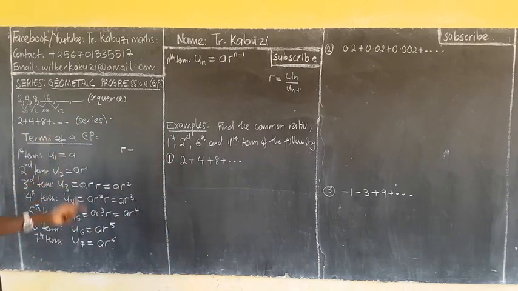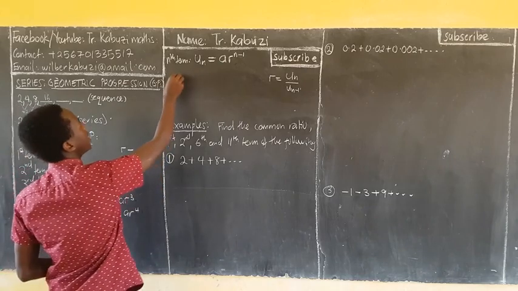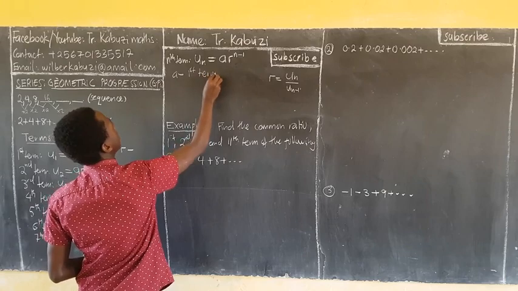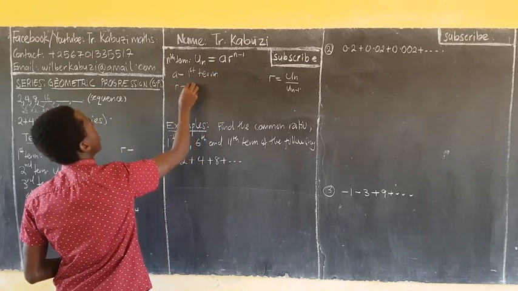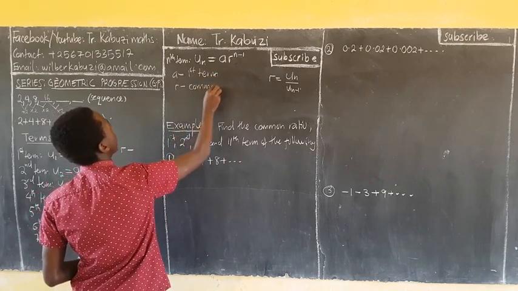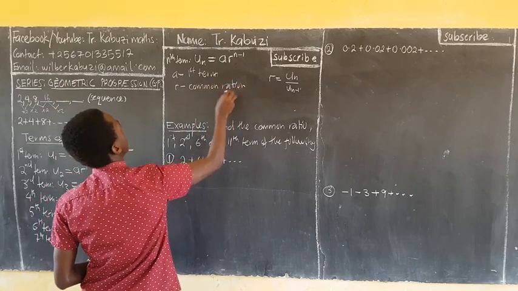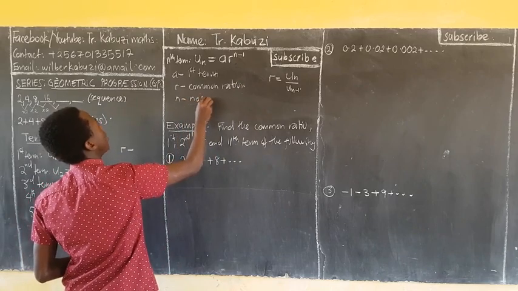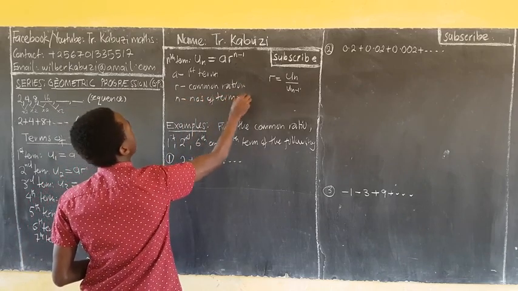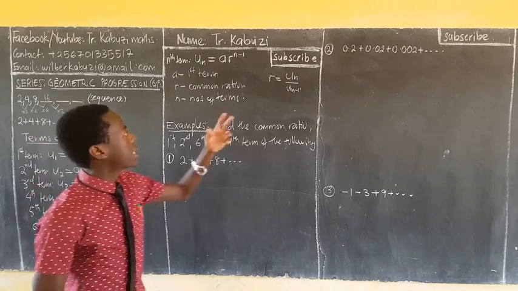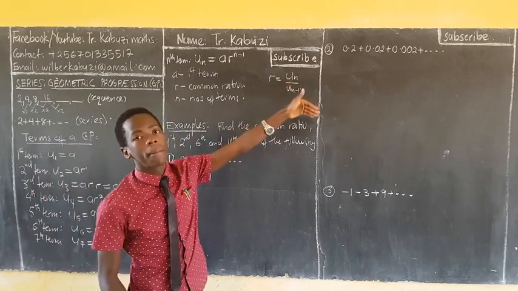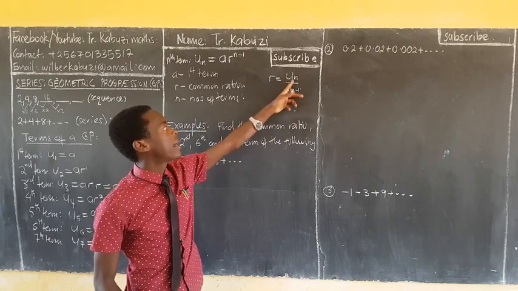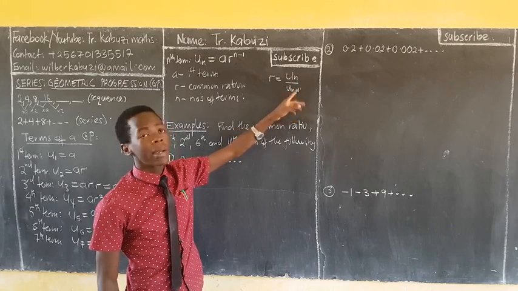So this is how we generate the terms of the GP, where A is always the first term, R is what we call the common ratio, and n is the number of terms. So how do we get R? To always get R, you take a term, then divide by the term previous. They should be consecutive terms. So the term divided by the term before it. That's how you get R.